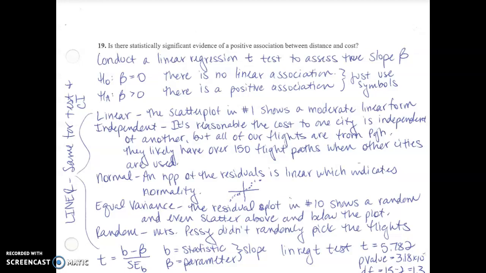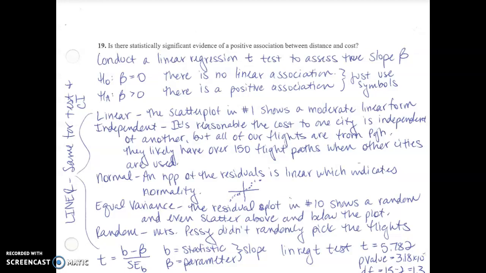So our last two inference procedures, still using our Spirit Air data so that we can predict the cost based on distance. Our state plan do conclude: we're going to conduct a linear regression t-test to assess the true slope beta, which is the only kind of test we're using for slope.